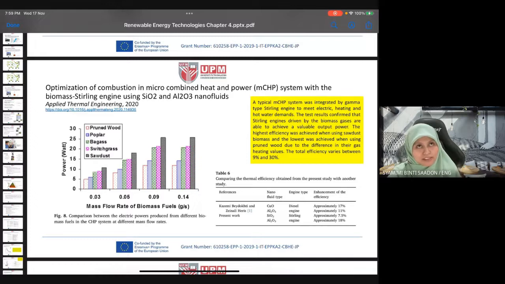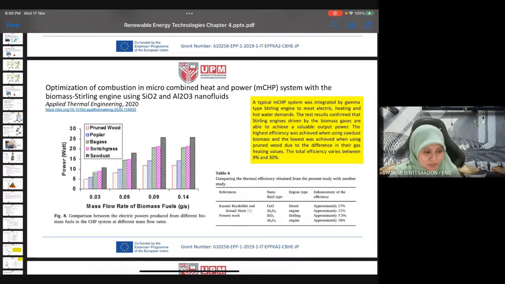It means that the heating value is in kilojoules per kilogram, so the rate of the energy that can be produced by each kilogram of those biomass. If we mention here the sawdust, due to the difference in their gas heating value.